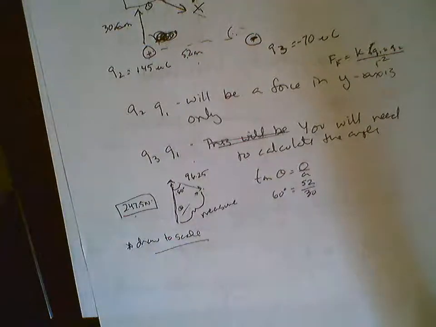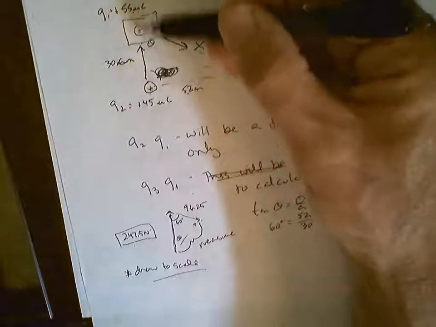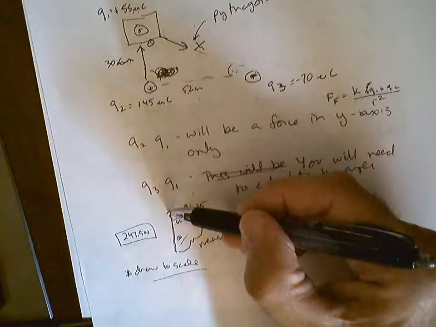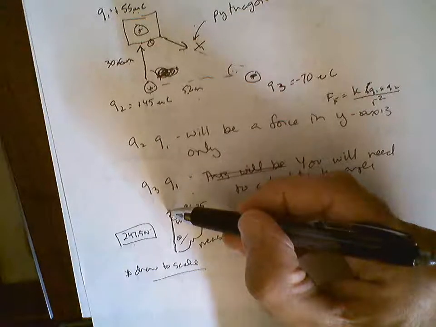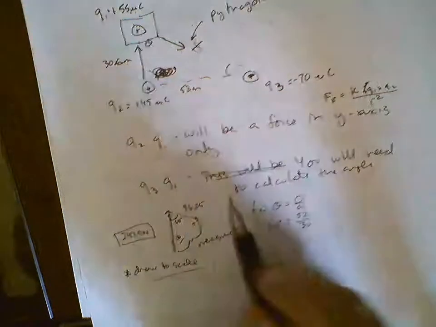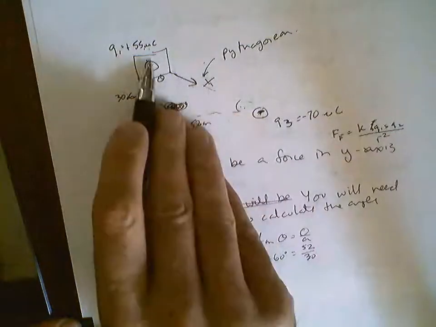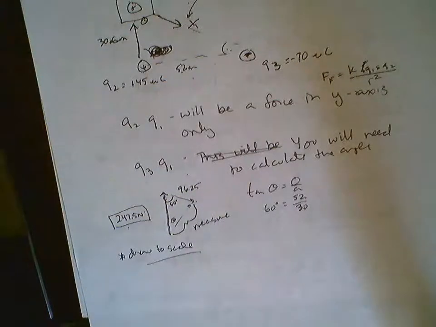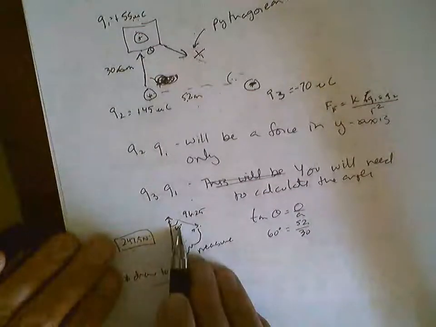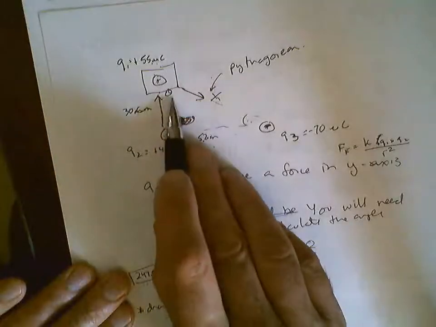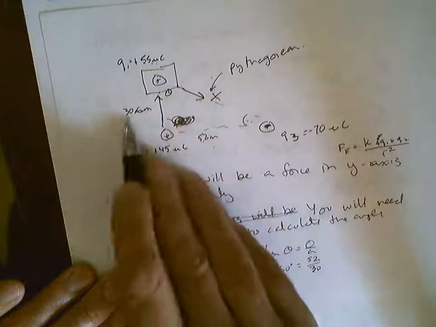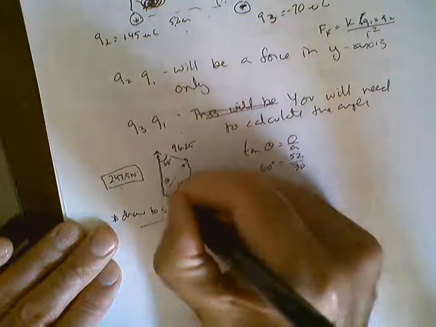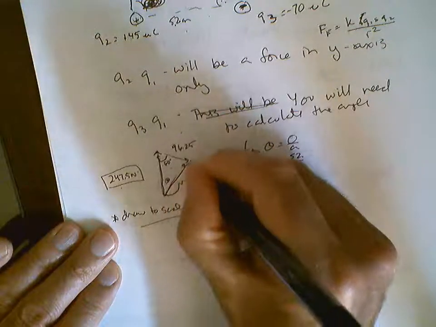So let me back up for a minute. We know that Q2 is pushing Q1 outwards with a force of 247.5. We did the force calculation. Force equals KQQ over R squared. We know that Q3 is pulling Q1 towards it with a force of 96.25 because we did the same calculation. We know this angle is 60 degrees because we took the angle here and used opposite over adjacent. We can now draw in our resultant line from the beginning to the end.